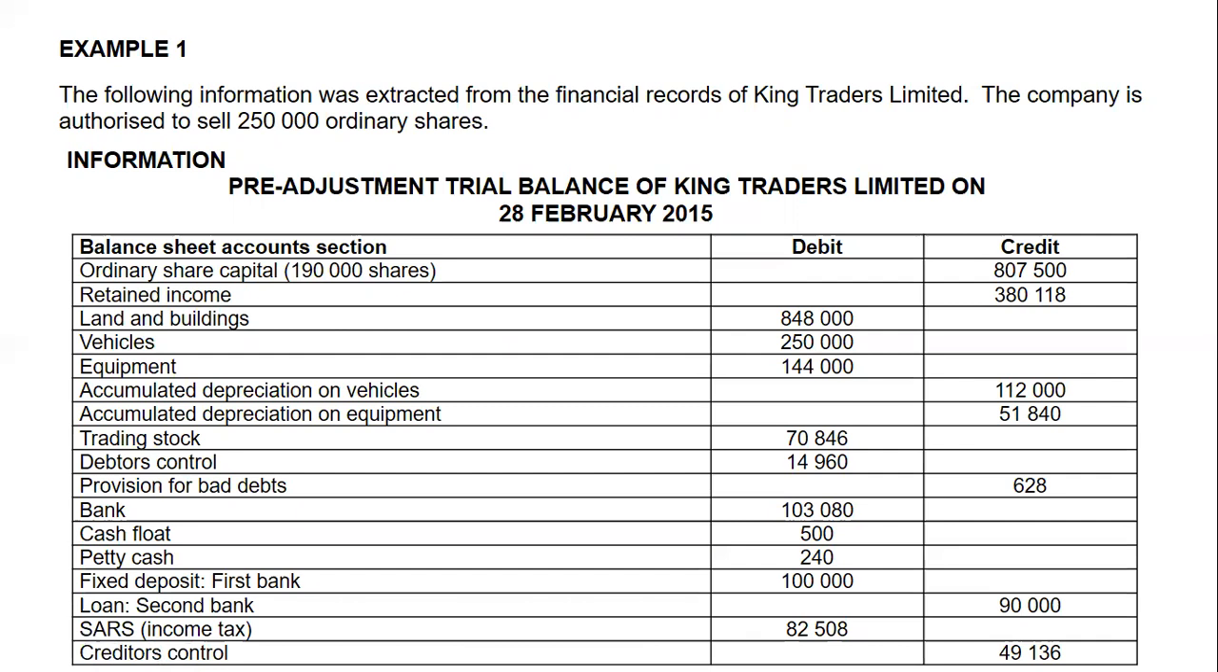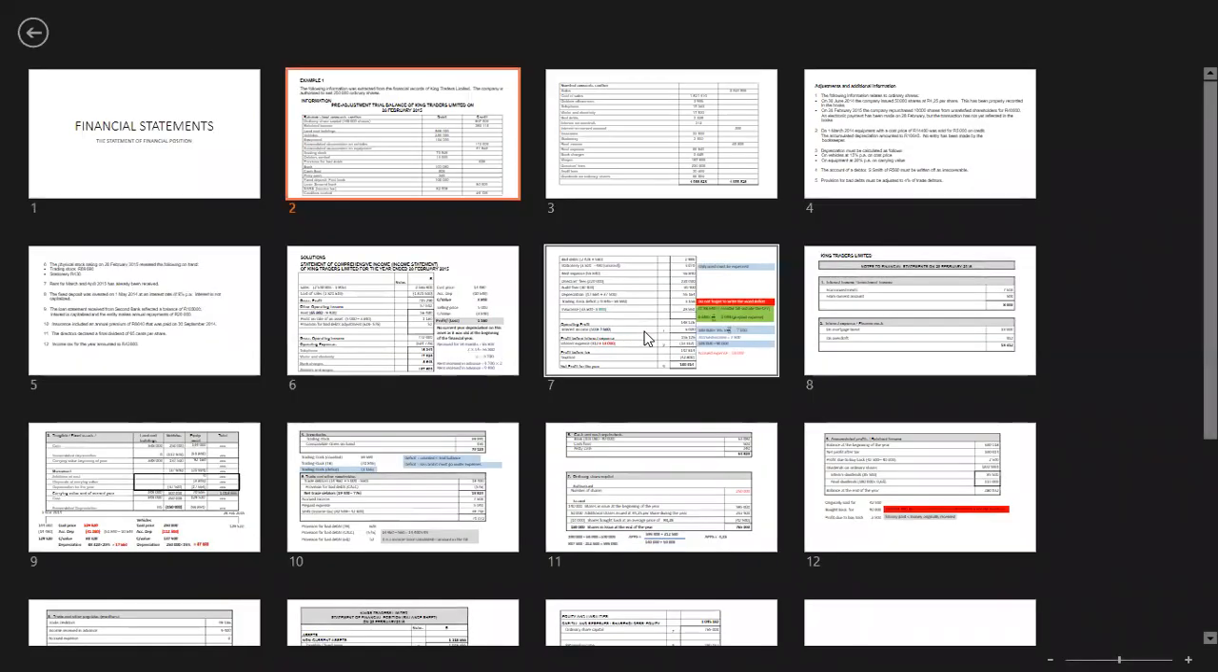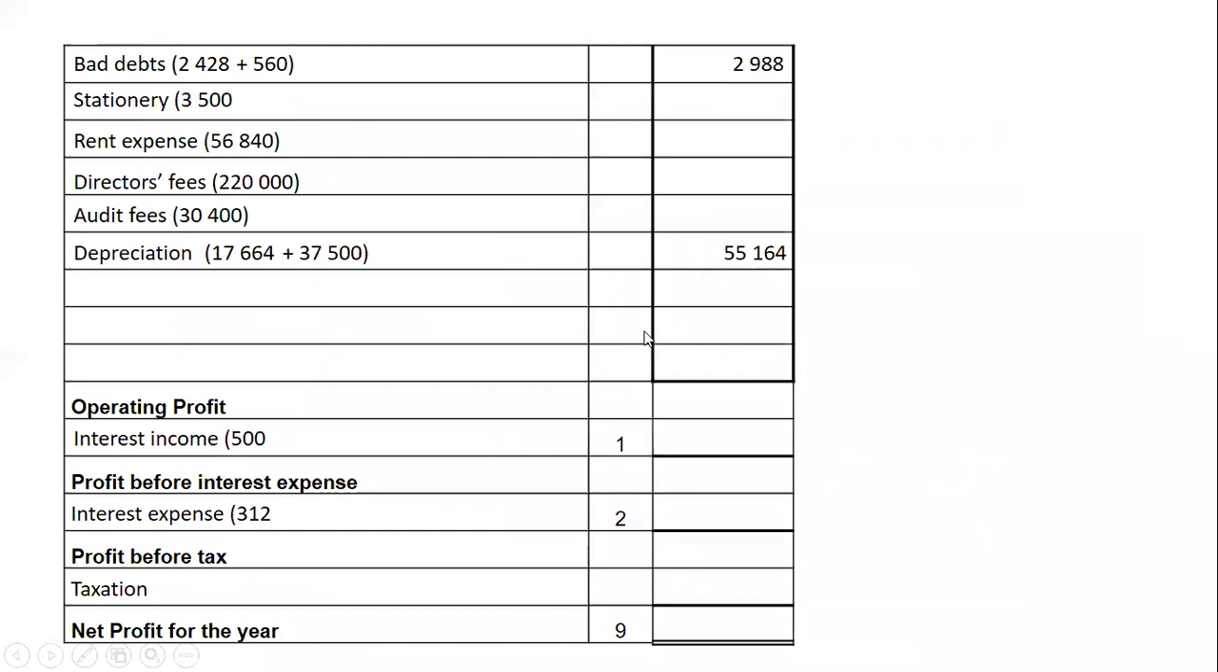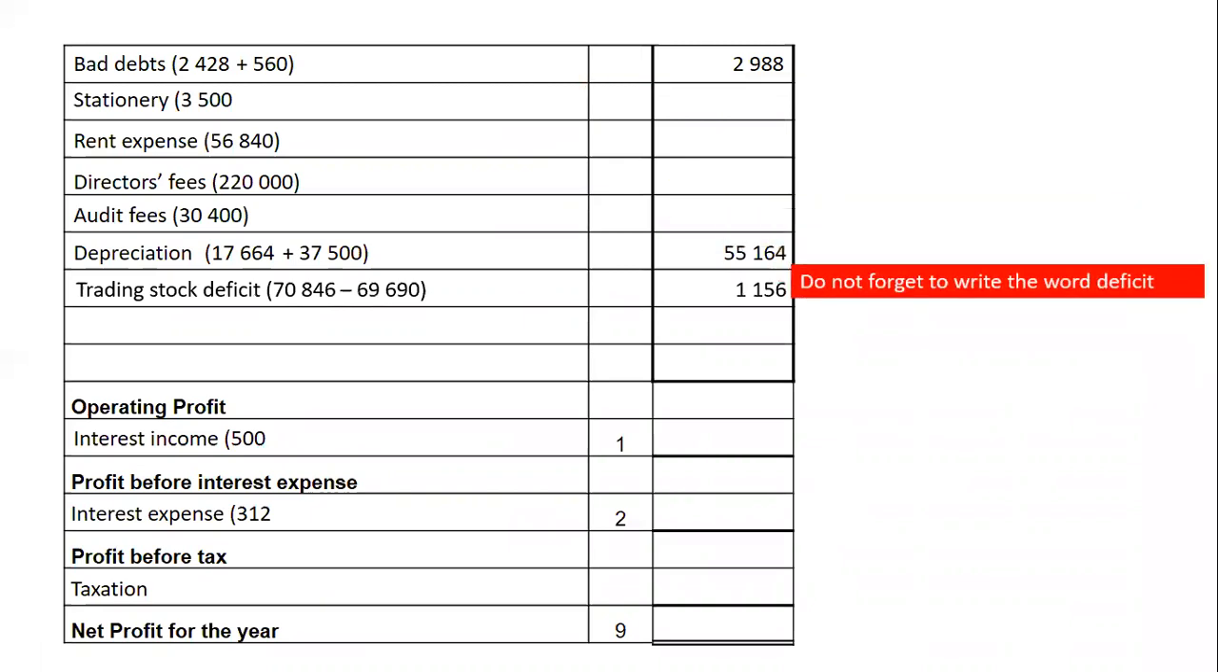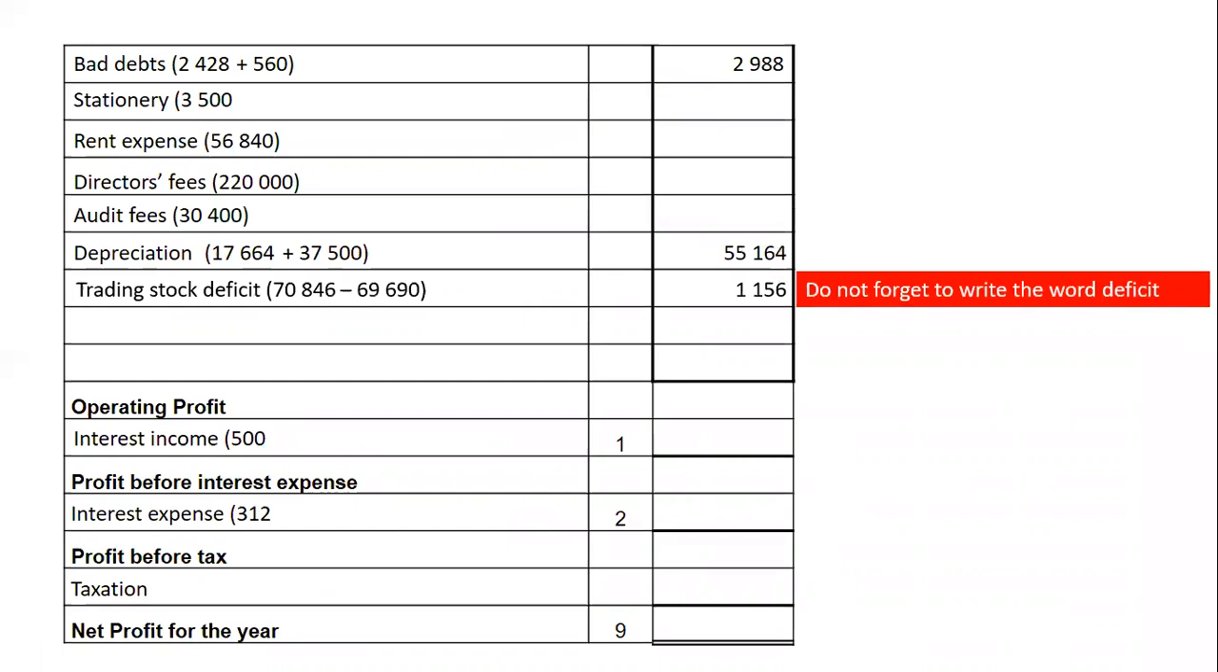So what happened? We don't know. Probably it got damaged. Probably it was stolen. So that loss will be recognized as trading stock deficit. It will be recorded under operating expenses as trading stock deficit. That's why I'm going to have trading stock deficit of the difference, which is 1,156. Do not forget to write the word deficit, because if you put in just trading stock, that's a totally different account. Here is a trading stock deficit, which is a loss, and losses are recognized as expenses.